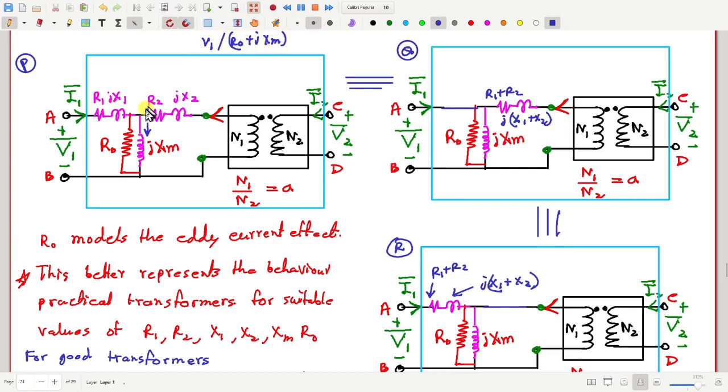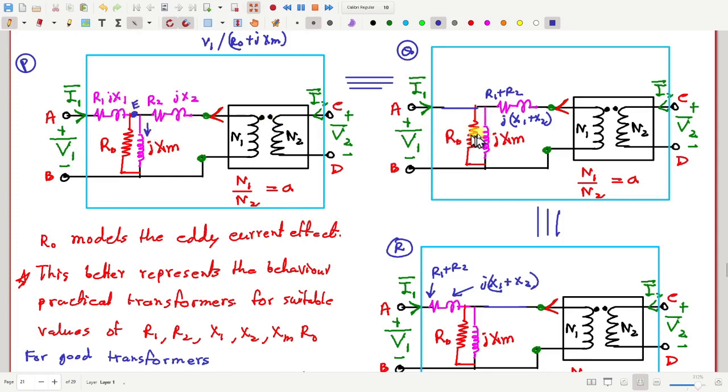Why is that so? Because the voltage drop across R1 jX1 is small. So if I call these terminals A, B, C, D, E, okay, terminal E and A are practically at the same voltage because R1 X1 is small.